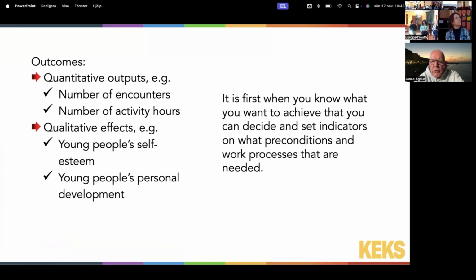There's, unfortunately, a rather strong tendency that people first set indicators on what is needed before knowing what they want to achieve, which is doing things the wrong way around. You don't know what kind of a youth center you need before you know what you want to achieve with this youth center. You don't know how you should work with documentation before you know what you want to achieve, etc., etc.